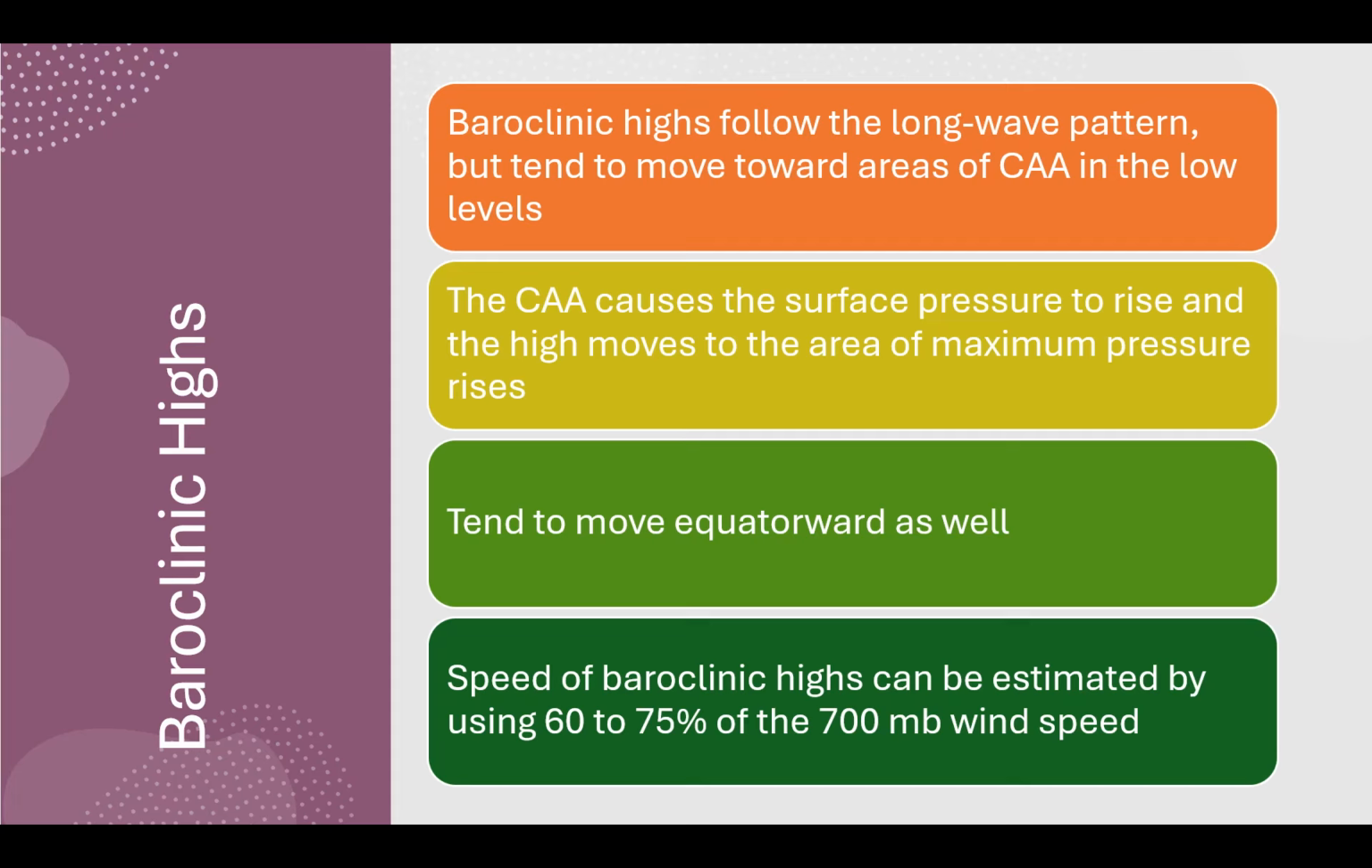Again, you could look at an isobaric analysis to look at the isobars, those lines of equal pressure, and determine where those pressure rises and pressure falls are the strongest. Baroclinic highs move equatorward, southward, coming out of Canada typically towards the southeast. The speed of baroclinic highs can be estimated by using 60 to 75% of the 700 millibar wind speeds.